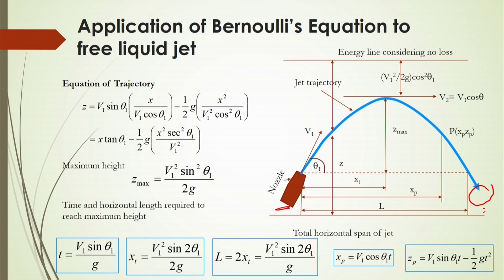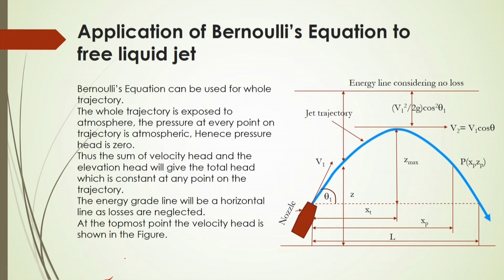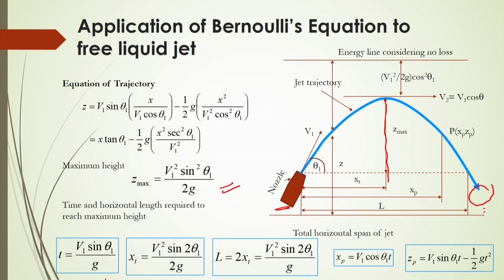Jet velocity, and then the maximum height of that free liquid jet, how to calculate this jet maximum. This will be calculated based on this equation, and the time and horizontal length required to reach the maximum height will be like this. And what should be the horizontal length that it travelled at a time t, that will be calculated by this equation, and what will be the total length it can travel, that will be calculated based on this equation, and the different components x_p and z_p can also be calculated based on this equation.